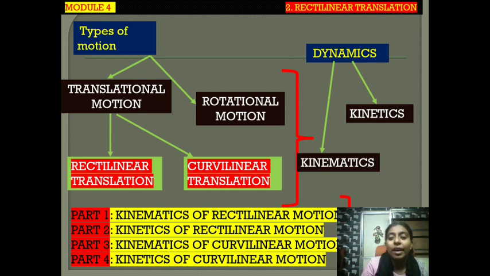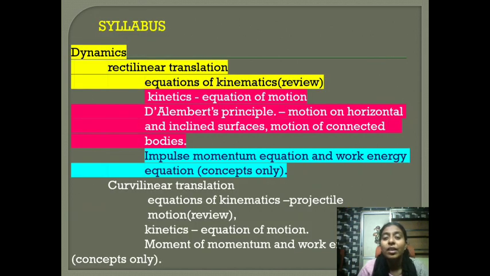Now, looking into our syllabus, we have one more part, that is impulse momentum equation and work energy equation. So this also comes under kinetics of rectilinear motion. So kinetics of rectilinear motion can be solved by using D'Alembert's principle, by using work energy principle and by using impulse momentum equation. By using D'Alembert's principle we saw the problems. And in our syllabus it is given impulse momentum equation and work energy equation, the concepts only. So we are not going into the problems, we will see only the concepts.